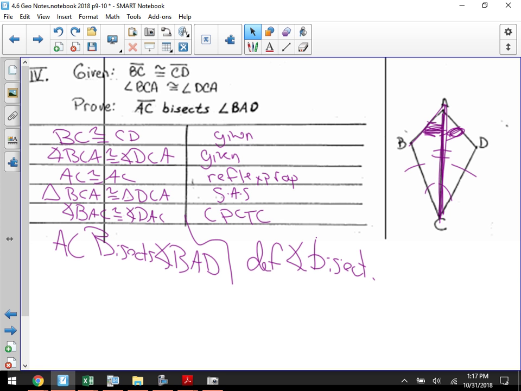And to be honest, if you have to prove a definition, guess what your reason's always going to be? The definition of whatever you have to prove. You should never get that wrong. Even if you get the rest of it wrong, that one should be straightforward.